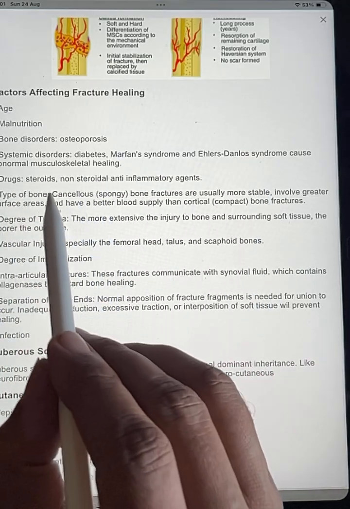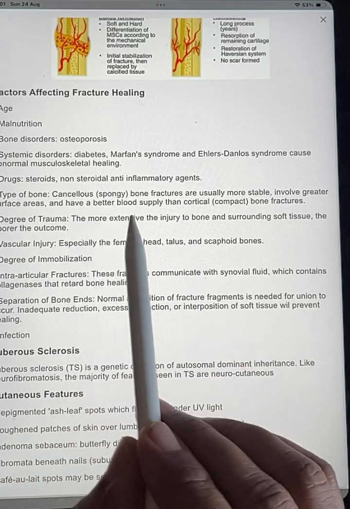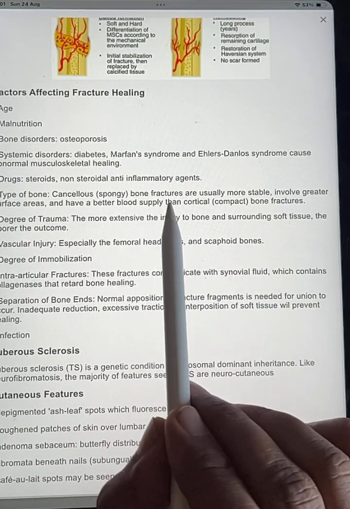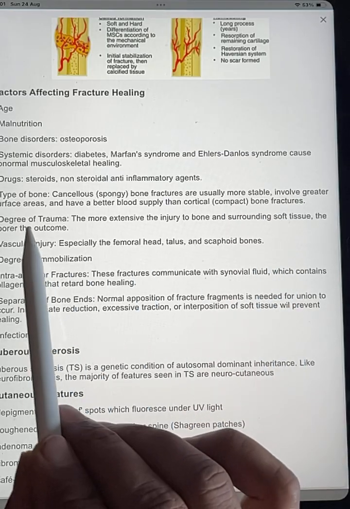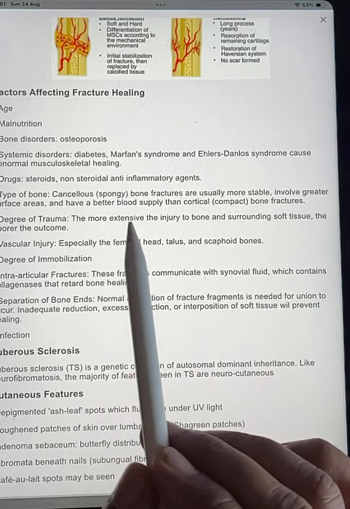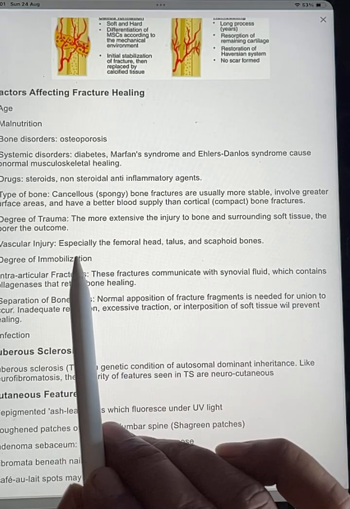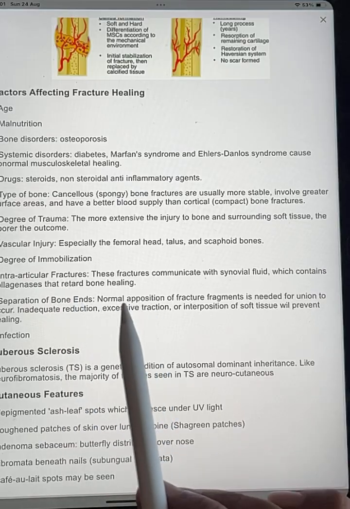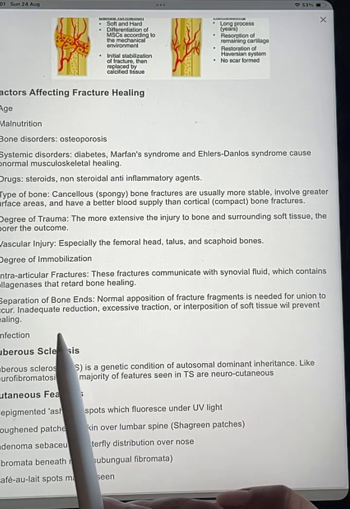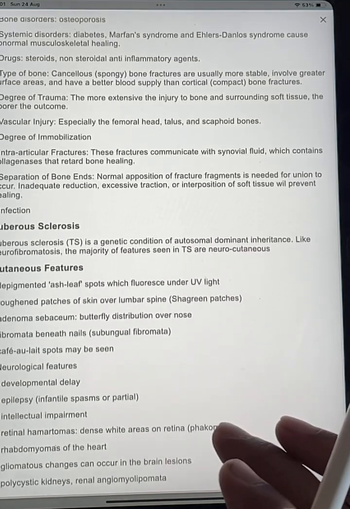healing, steroids, non-steroidal anti-inflammatory drugs. Types of bones: cancellous bone, spongy bone, fractures are more stable, involve greater surface area and better blood supply. Degree of trauma, which type of bone, and the healing. More extensive injury, degree of trauma, vascular injury, femoral head, degree of immobilization, separation of bone ends. These are the factors that can affect the healing of the bones.